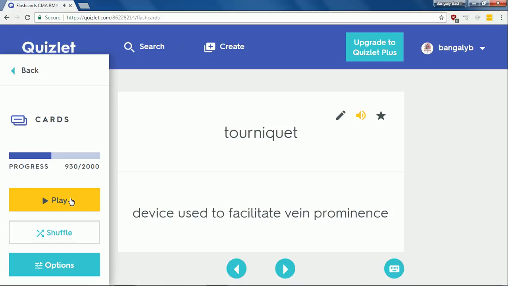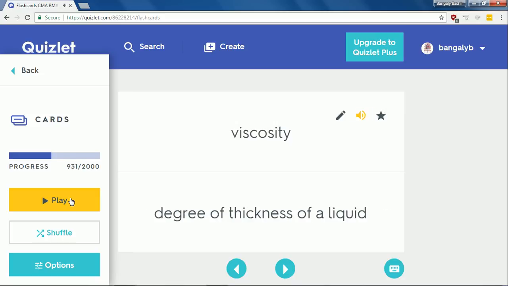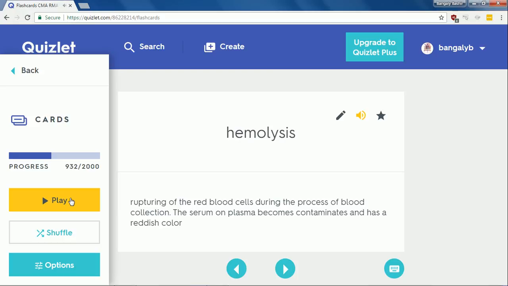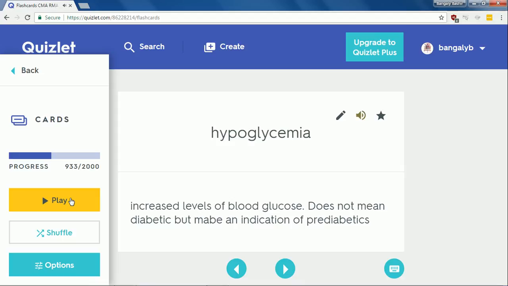Tourniquet. Device used to facilitate vein prominence. Viscosity. Degree of thickness of a liquid. Hemolysis. Rupturing of the red blood cells during the process of blood collection, the serum or plasma becomes contaminated and has a reddish color. Hyperglycemia. Increased levels of blood glucose does not mean diabetic but may be an indication of pre-diabetics.